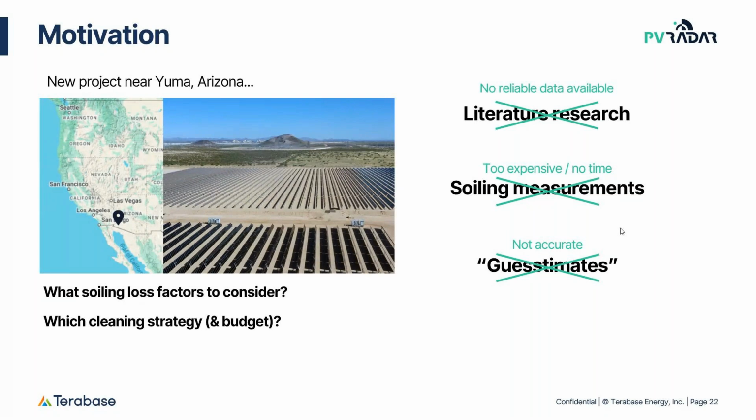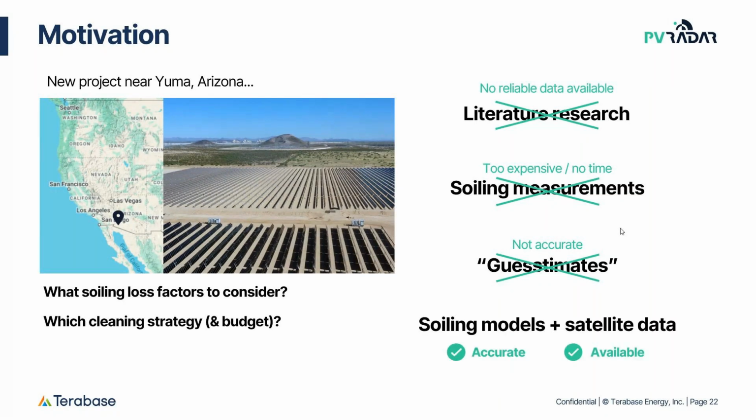So this, I think, is what is currently mostly being done, and the poll somewhat confirmed that. And what I would like to advocate, or show you, is that there is a better way of doing it at this point in time, which is modeling soiling with physical models based on historic satellite data, which is both accurate and readily available. So how does that work?